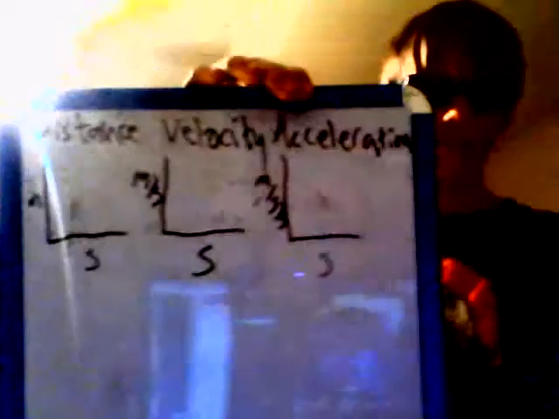So the first example we'll do is say you just have a constant velocity of 1 meter a second. Right? So for distance, you've got your meters and your seconds. For velocity, you've got your meters per second and your seconds. For acceleration, you've got meters per second squared, and seconds. Yeah? Fun things. Very nice. I'm very proud of myself. I can write things on a dry erase board.